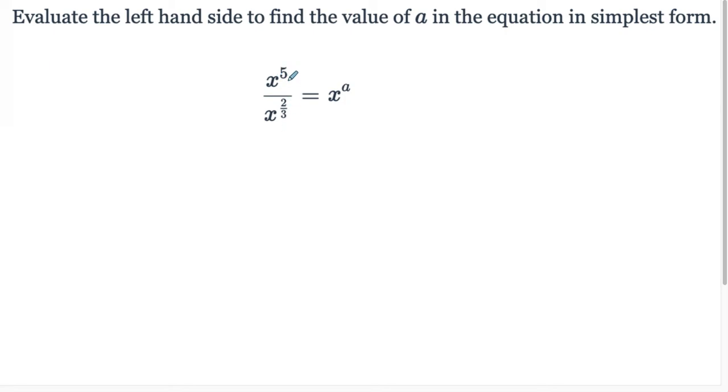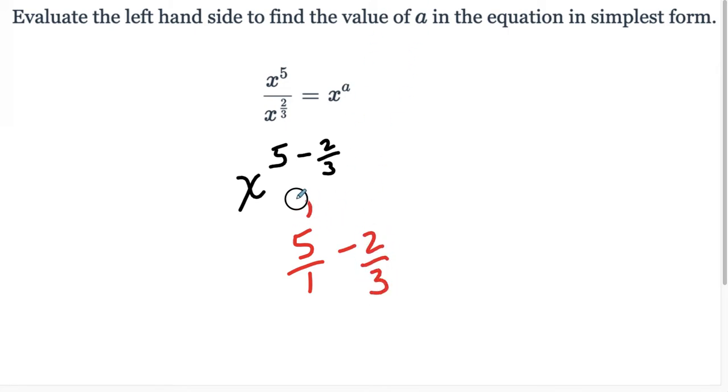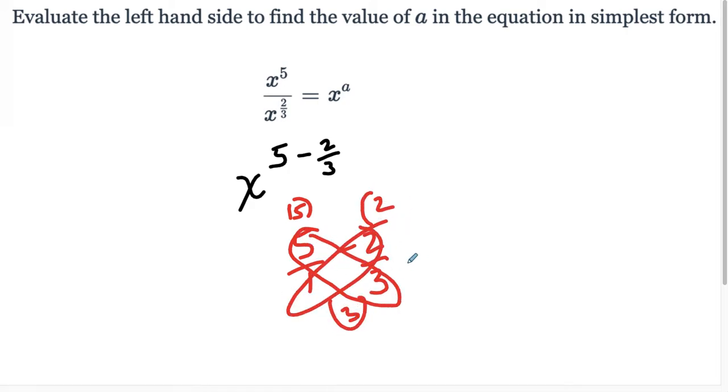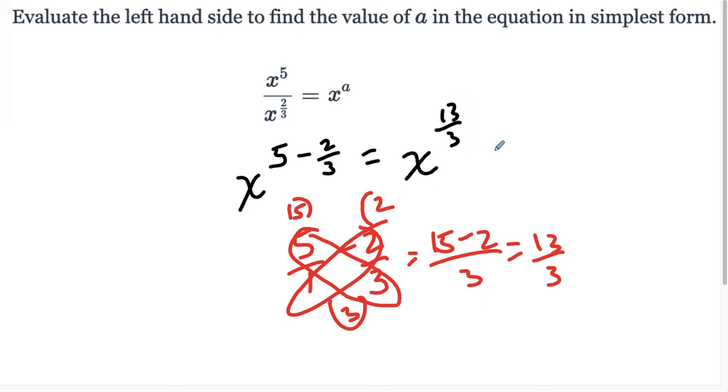That means I'm going to subtract my powers. So this is x to the 5th power minus 2/3. So again, I'm going to do my butterfly method of 5/1 minus 2/3. And then this becomes 15, and these two multiplied there. And this one becomes 2, and this one becomes 3. So this is the difference of 15 minus 2/3, which is 13/3. Okay, so this is equivalent to x to the power of 13/3.